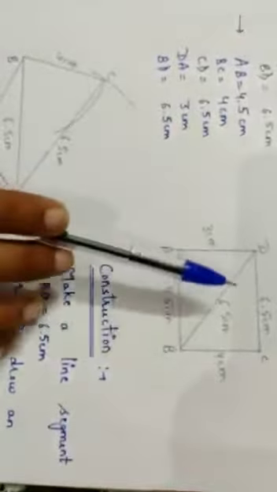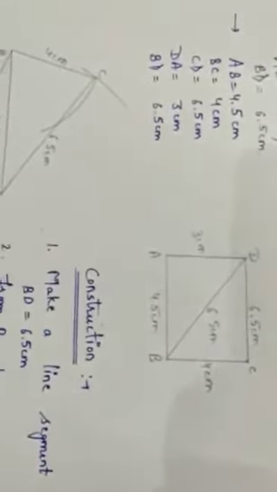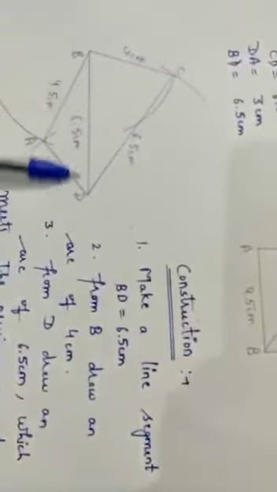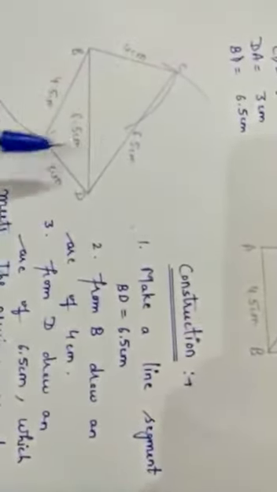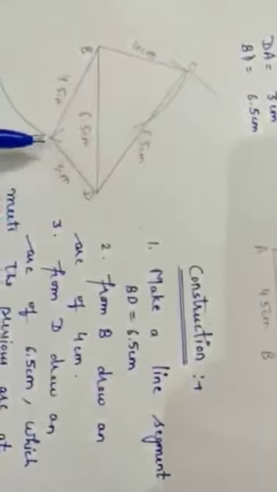Here, only one diagonal was given. So whenever we have only one diagonal in a quadrilateral, we have to take that diagonal as a base of that figure. So BD was the diagonal, so we took this diagonal as a base and after that, first of all we plotted these two opposite points, this C and this point A.